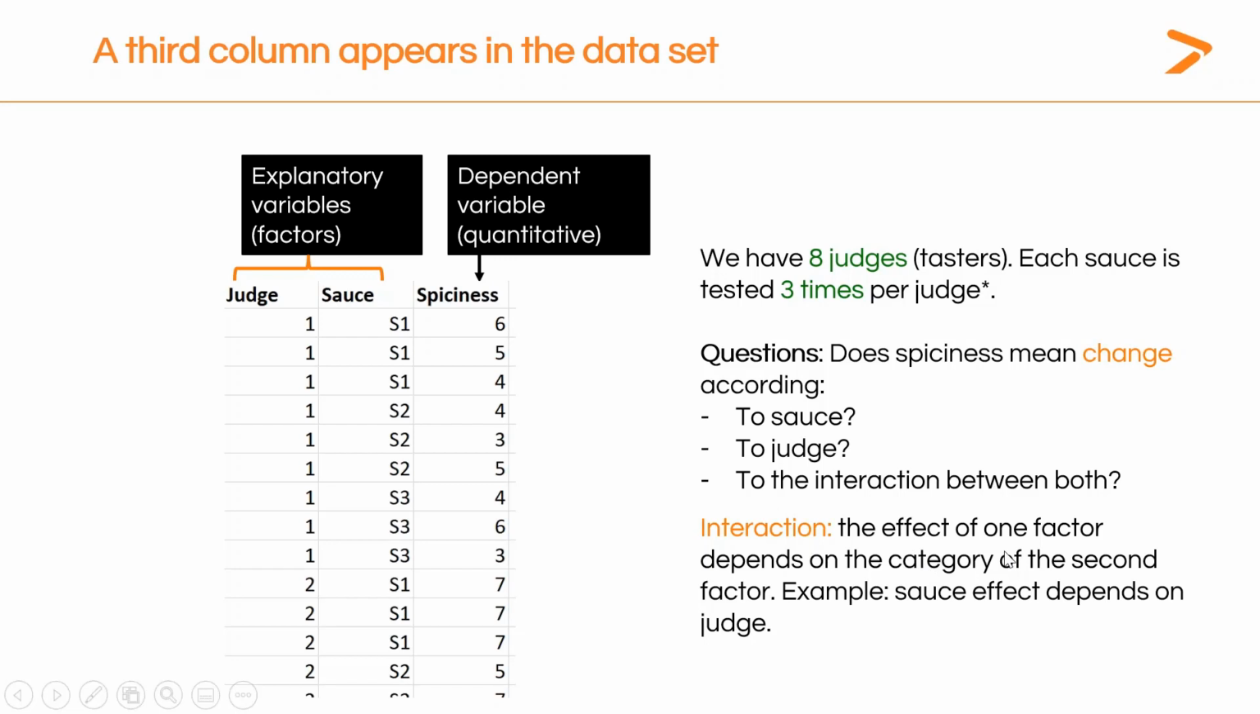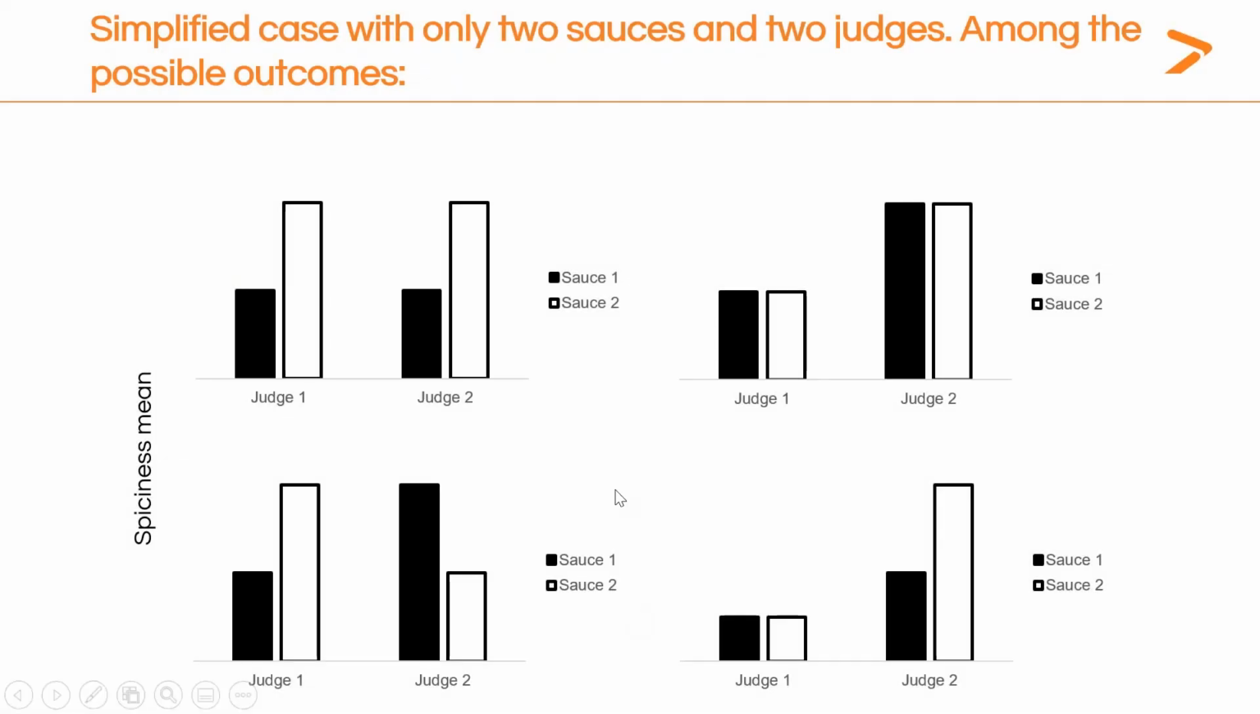This would mean that the effect of one factor depends on the category of the second factor. For instance, the sauce effect depends on the judge, or we can say it symmetrically also. So the judge effect depends on the sauce. And how can we represent this graphically?